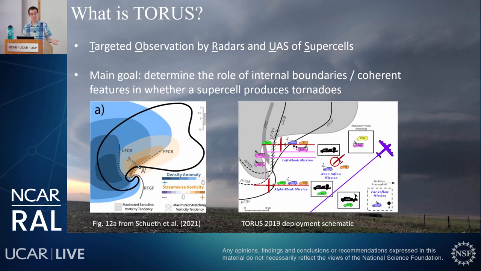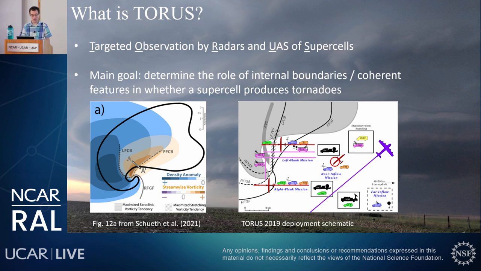So what is TORUS? Well, TORUS stands for Targeted Observation by Radars and UAS of Supercells. And I think this is the first talk in which I got that acronym 100% right. The main goal of the project is to determine the role of internal boundaries and coherent features in whether a supercell produces tornadoes or not.